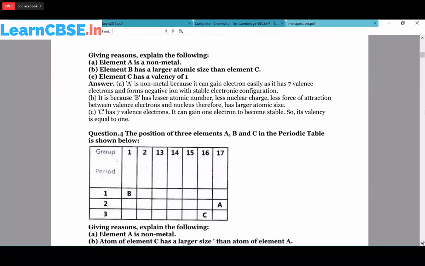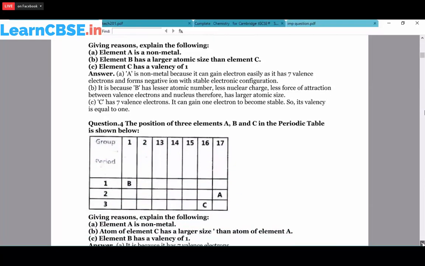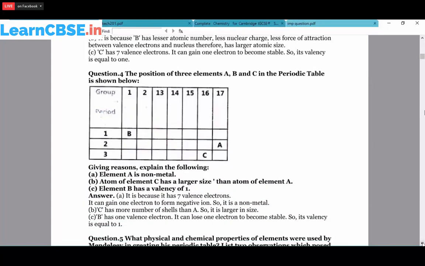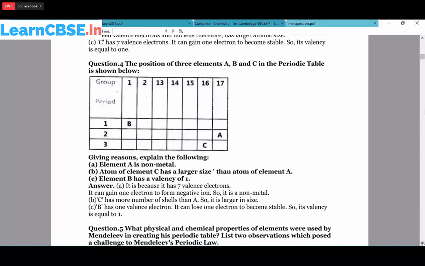Next question. The position of the three elements A, B and C in the periodic table is shown below. Okay, so B is present in group 1, A is present in group 17, and C in group 16. Element A is a non-metal. Yes, again the same answer, because it has 7 electrons in the outermost shell, so it can easily gain 1 electron, and so it is a non-metal.